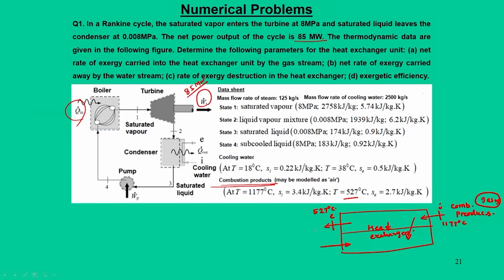Now, here the water at state 4 enters as a liquid, and it goes out as saturated vapor, and this occurs at a pressure of 8 megapascal.